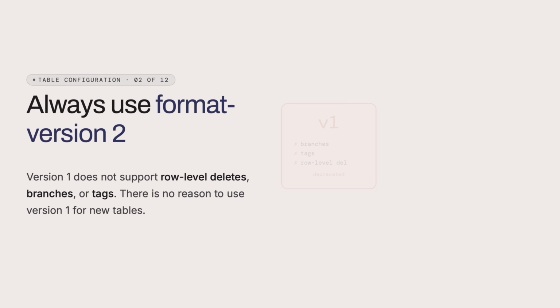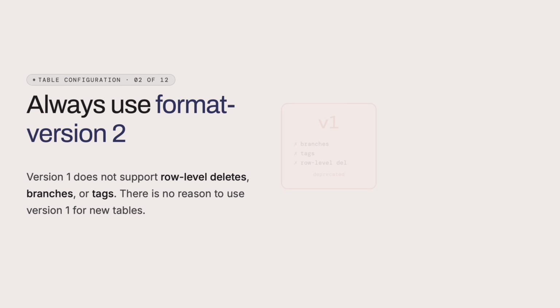Now, 10 best practices. These are the things worth keeping close when you start using Iceberg in production. First, always use format version 2. Version 1 does not support row-level deletes, branches, or tags. There is no reason to use version 1 for new tables. Second, tag before risky operations. Migrations, schema changes, big merges, model retrains. A tag costs nothing and gives you an instant exit if something goes wrong.